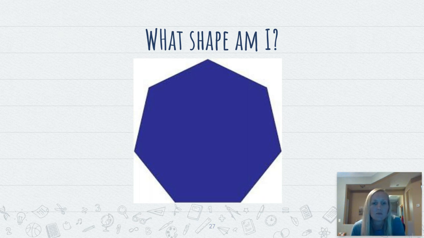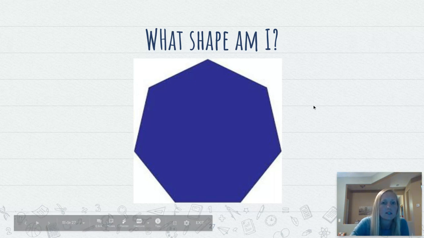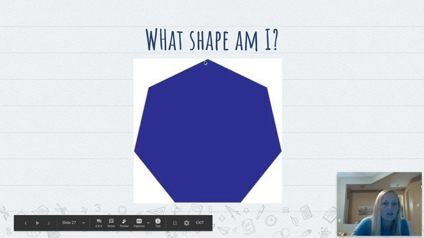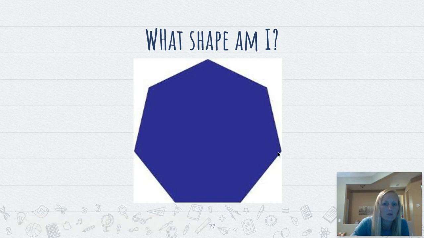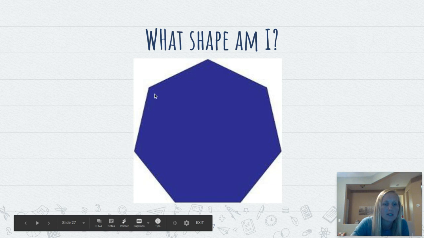All right, now we're getting a little bit trickier here. Let's go ahead and count those sides together. 1, 2, 3, 4, 5, 6, 7. 7 sides. Count the vertices, those points. 1, 2, 3, 4, 5, 6, 7.